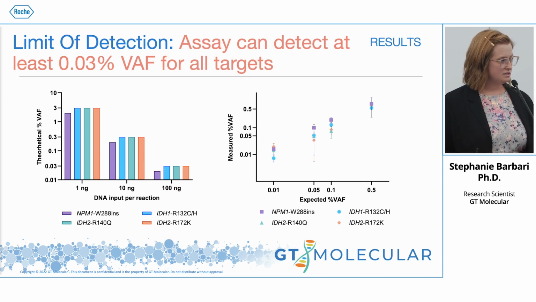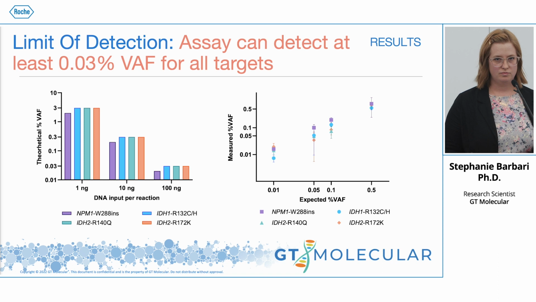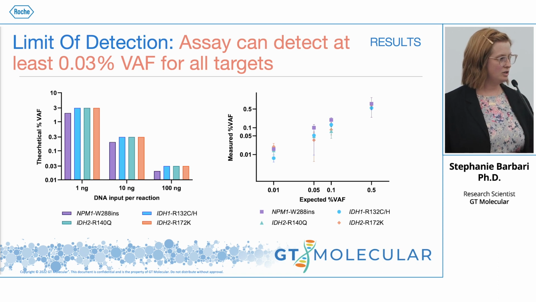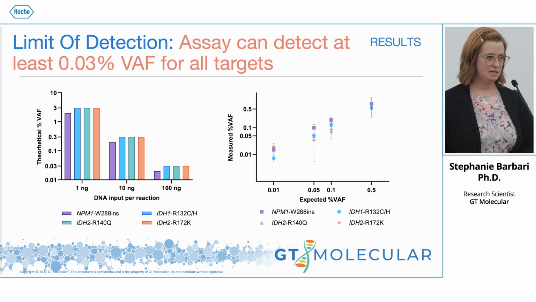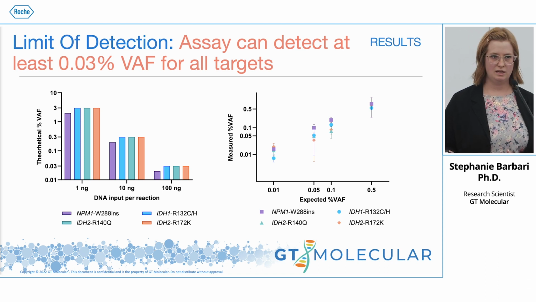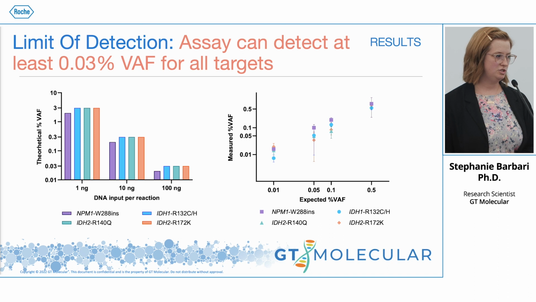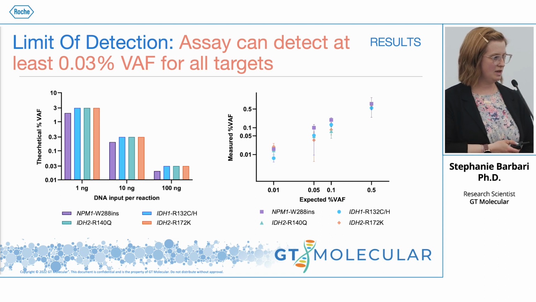The limit of detection for the assay performs really well among all targets. You can detect at least 0.03% VAF, and you can see that the theoretical VAF is correlated with your amount of input DNA. So if you increase your DNA even further, you could potentially reach even greater sensitivity. And we see a good correlation between our theoretical and expected outputs for percent VAF.